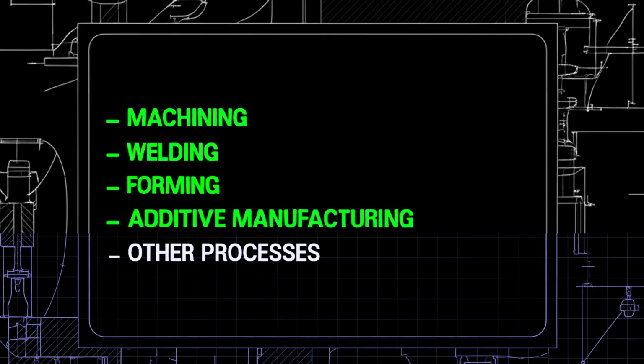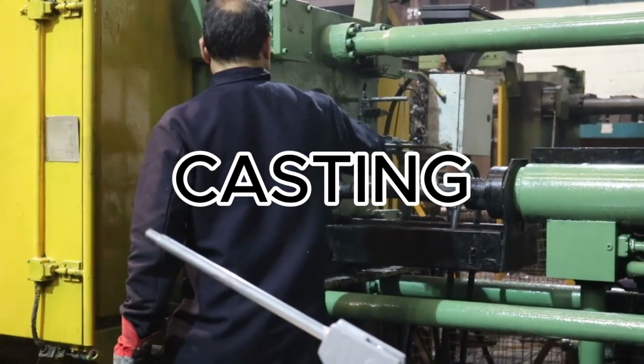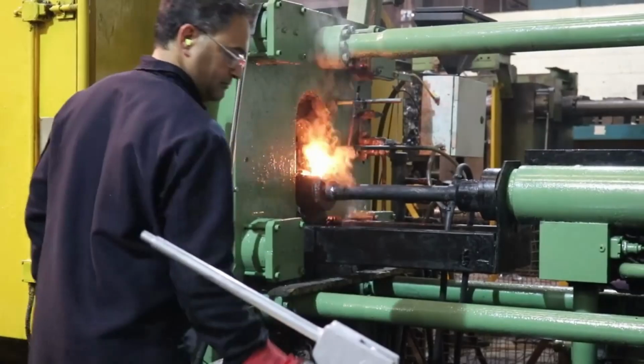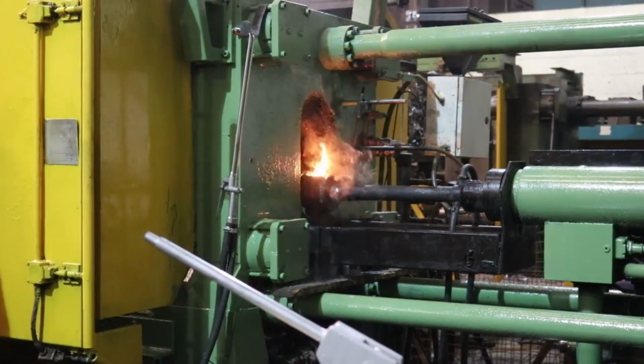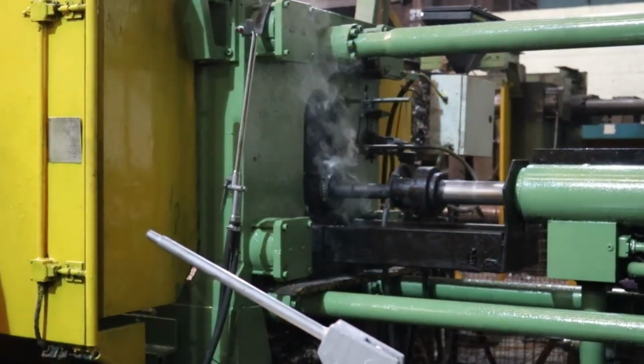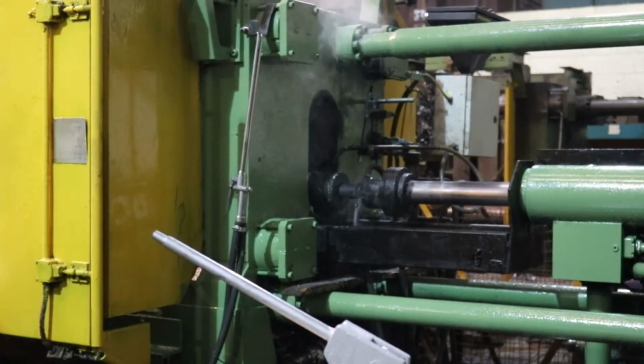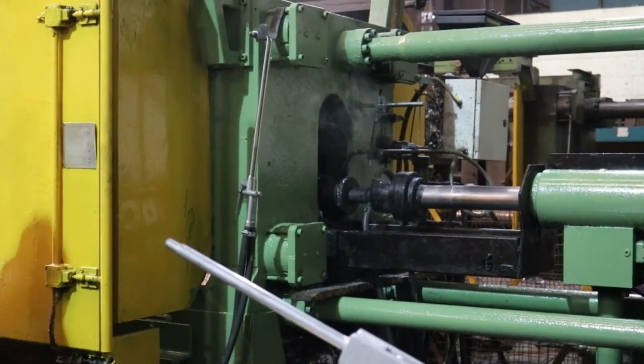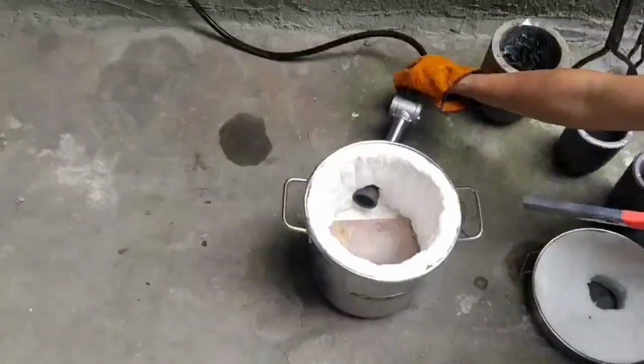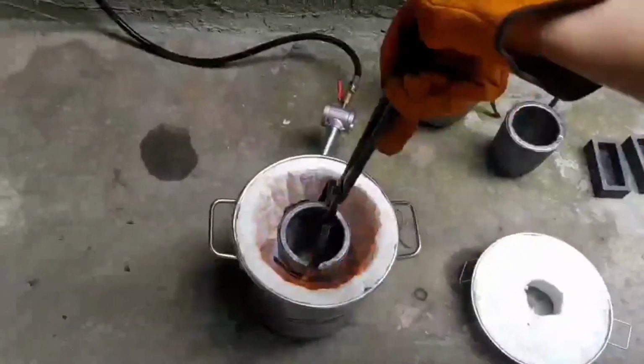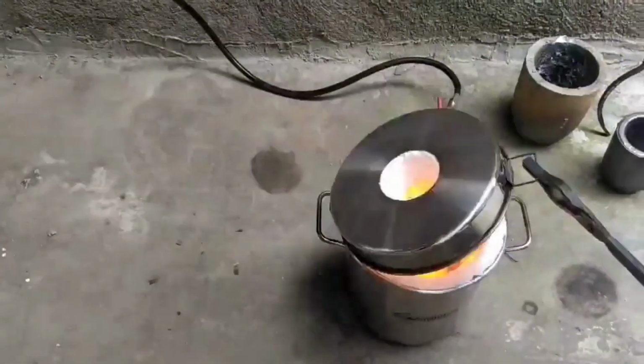So far, we've explored the most prominent processes in modern manufacturing, but there are still a few important ones you should know. First up is casting, one of the oldest manufacturing methods in history. In casting, molten metal is poured into a mold cavity shaped like the final product. Once it cools and solidifies, the mold is broken, and the part is ready. It's perfect for creating complex shapes in large volumes, like engine blocks, wheels, and even statues.